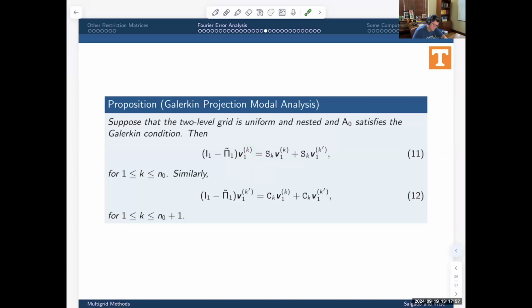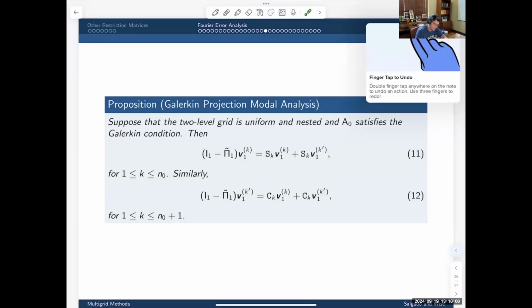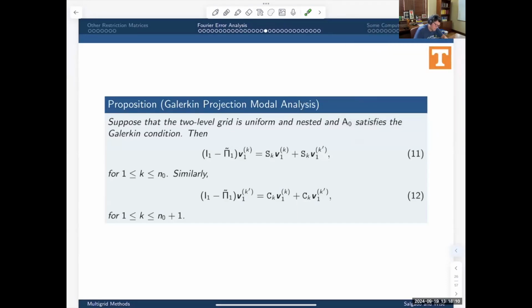So let's think about what this is. This is a square matrix, and it acts on vectors on the fine grid. It's a square matrix, and so it maps things from the fine grid to the fine grid. And I claim that the result of this, at least for the low frequency modes, is that this low frequency mode gets mapped to a low frequency mode with a sine pre-multiplier.